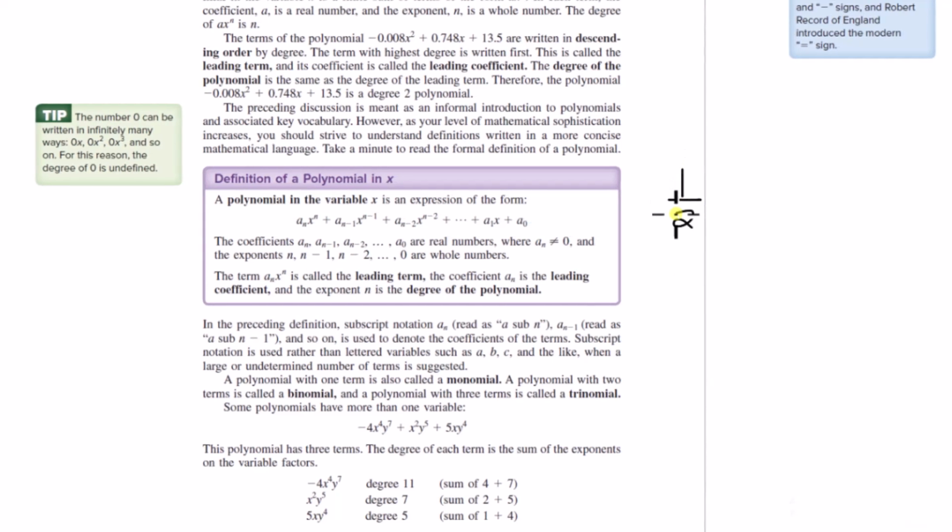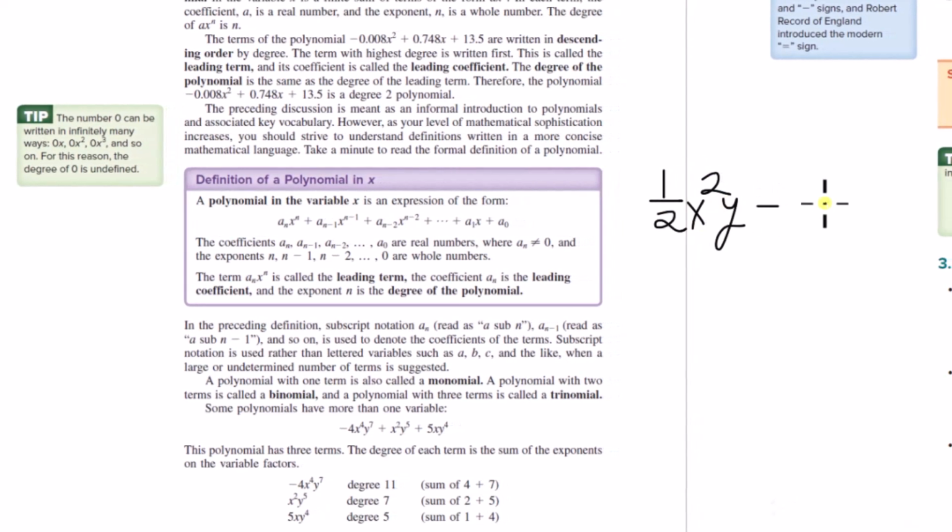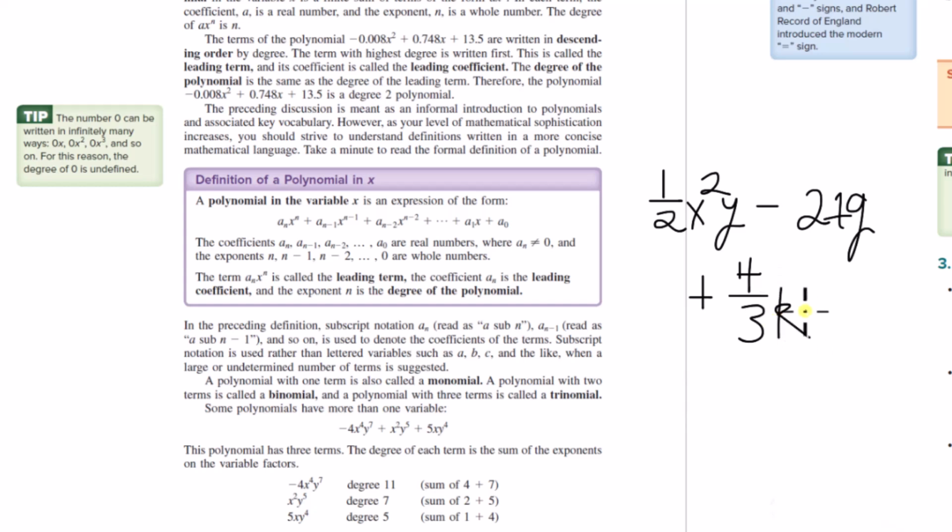Okay, so 1/2 x squared y minus 2zg plus 4/3 k to the 4th x. Okay, here's an expression, right?